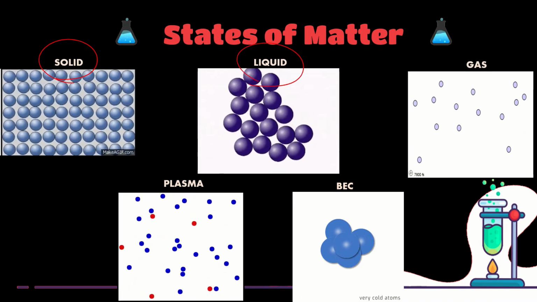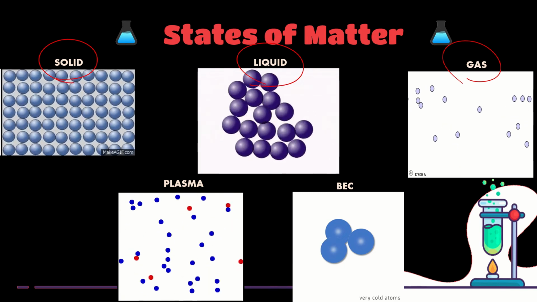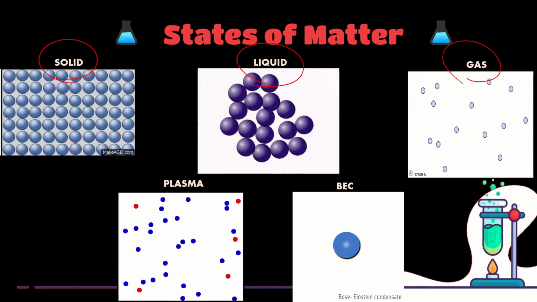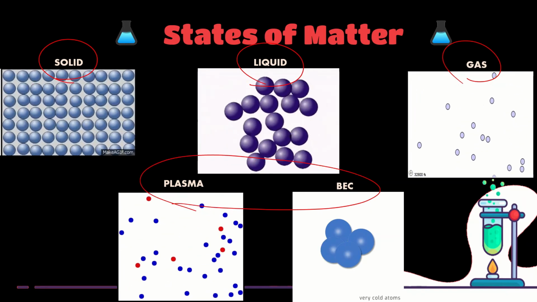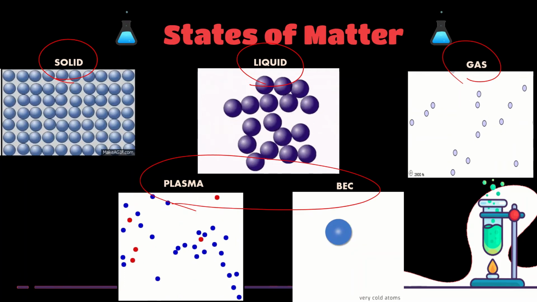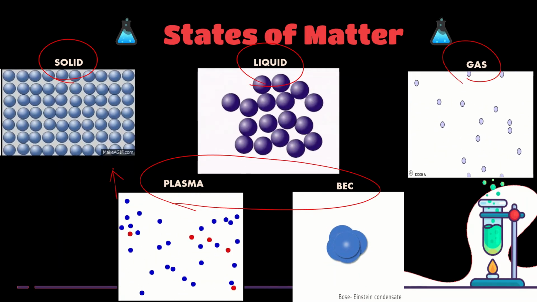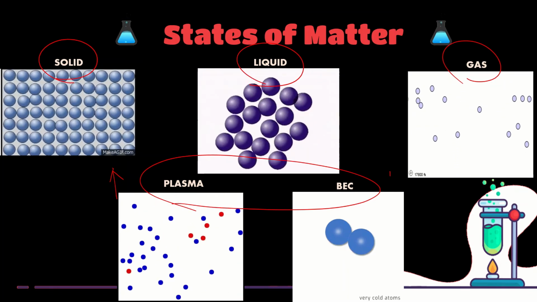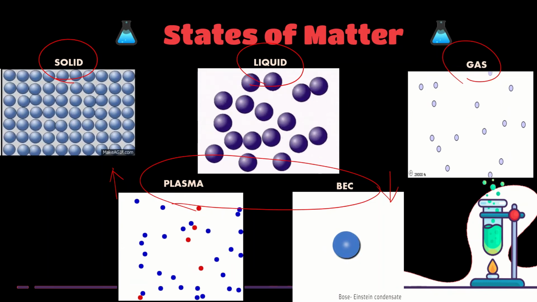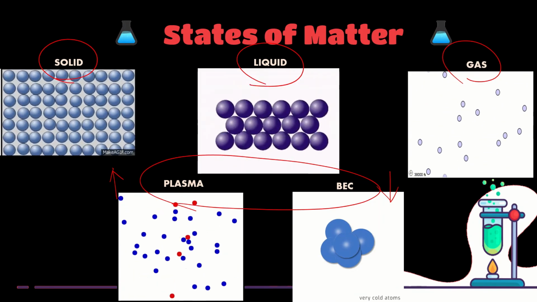Itong tatlo yung pinaka-typical nating naririnig sa mga phases of matter. To some, ngayon lang nila narinig yung plasma and Bose-Einstein condensate. These two exist in extreme temperatures. What do we mean by extreme temperature? They only exist for plasma if the temperature is very high, and for Bose-Einstein condensate, it only exists if the temperature is very low. So both are extreme. For plasma, for very high temperature, Bose-Einstein condensate kapag sobrang baba ng temperature.